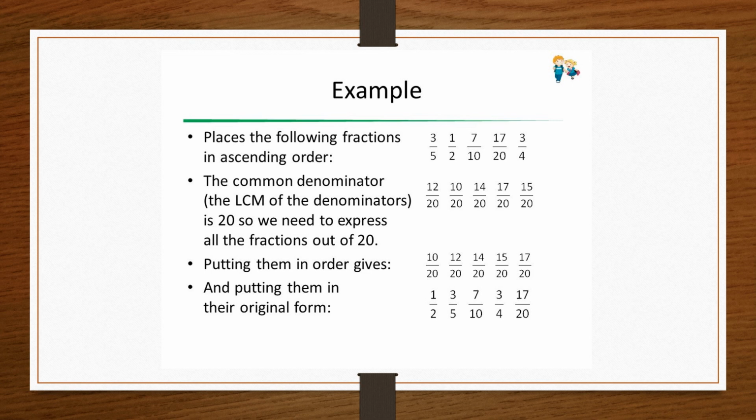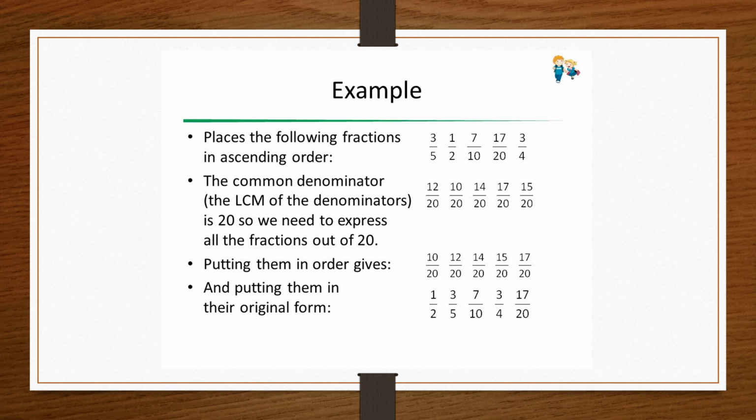Now you have to make the denominator equal to 20 by multiplying. So 5 into 4, so 3 into 4, so 12 by 20. 2 into 10, so 1 into 10, 10 by 20. 10 into 2, so 7 into 2, 14 by 20. Now 20 multiplied by 1, also 17 multiplied by 1, so 17 by 20. And 3 by 4 if you change, 4 into 5, so 3 into 5, 15 by 20.